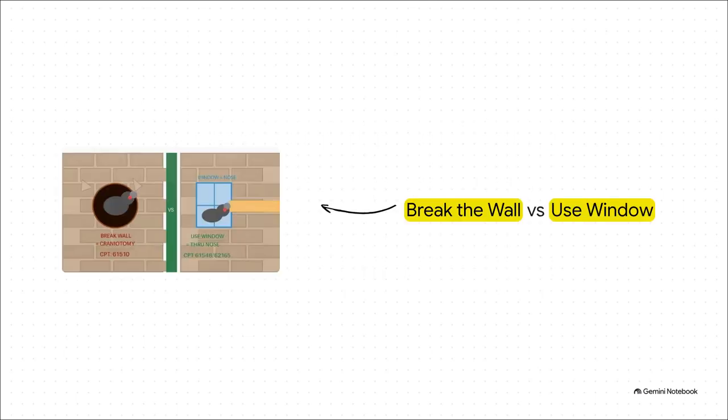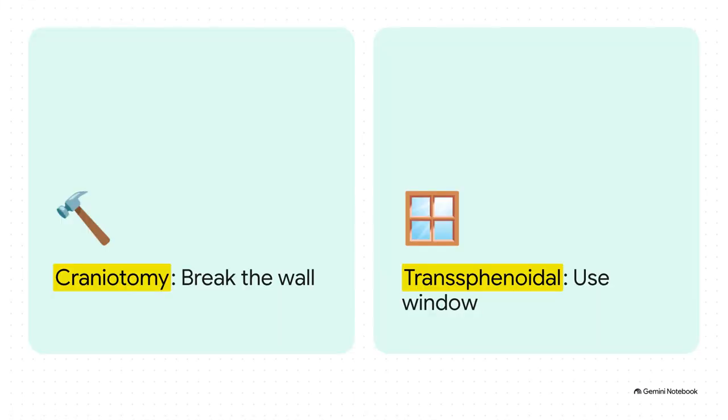Jumping back to the skull for a second, beyond just manipulating the bone, surgeons face a critical decision when planning their route. Do they need to break down a structural wall, or can they simply use an existing window? Breaking the wall means performing a full craniotomy. This involves a larger external opening, giving them broad direct access to the brain, but it inherently causes more tissue disruption. On the flip side, using the window relies on a transsphenoidal approach, literally navigating right through the patient's nose. This offers a quiet, direct route to areas like the pituitary gland without opening the skull whatsoever, resulting in far less trauma and a much faster recovery for the patient.